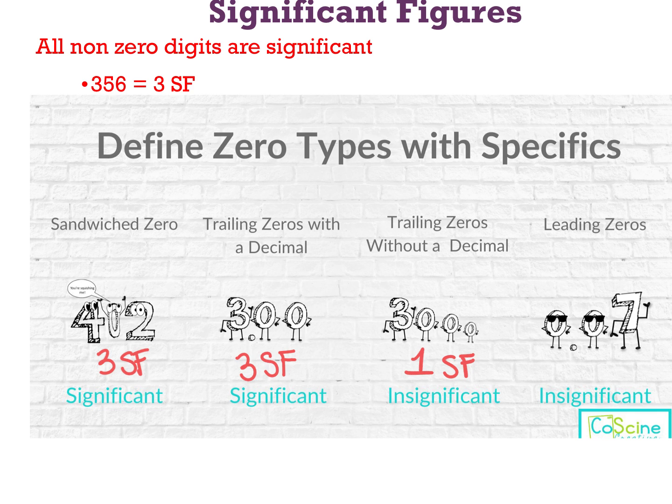And then our final rule is leading zeros. Okay, so leading zeros, these are not significant. They're just placeholders. So these zeros we don't count, but the 7 is significant. So 0.07 would have 1 sig fig.